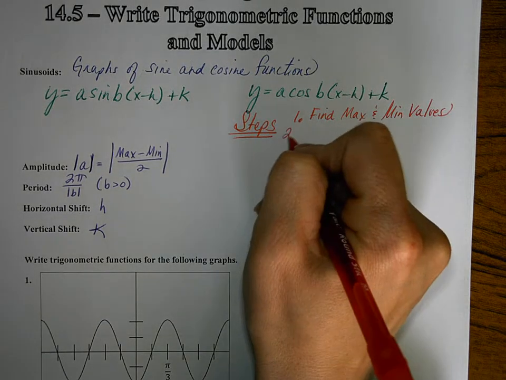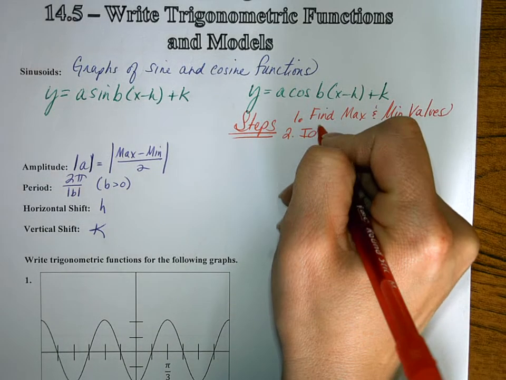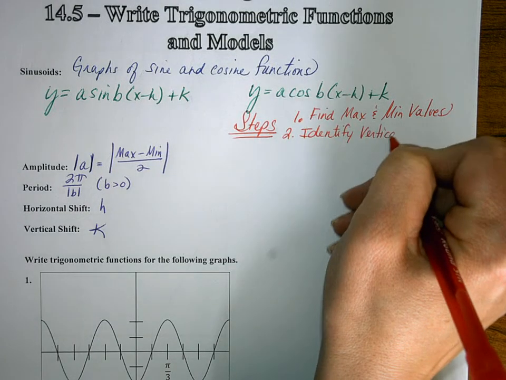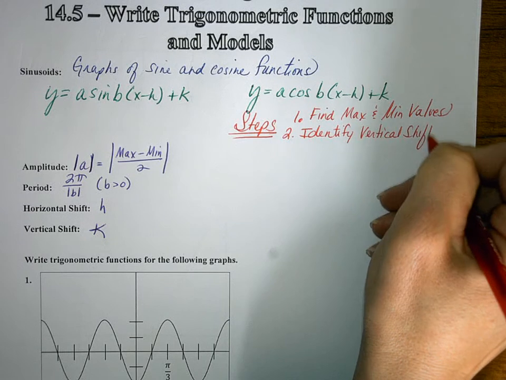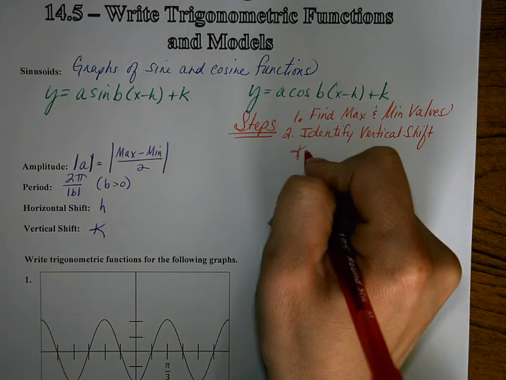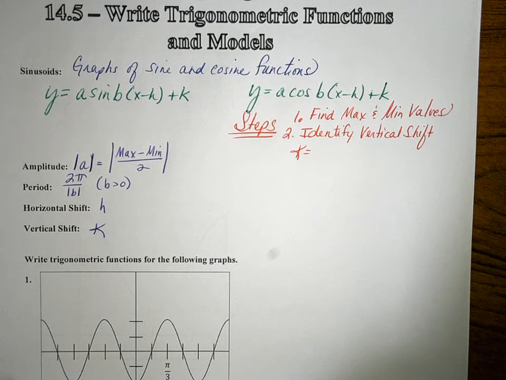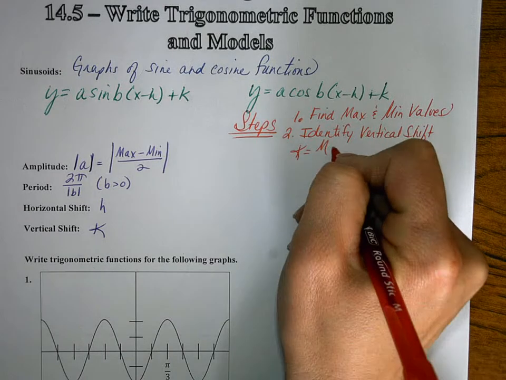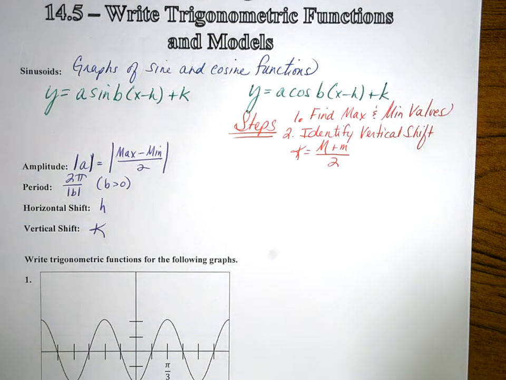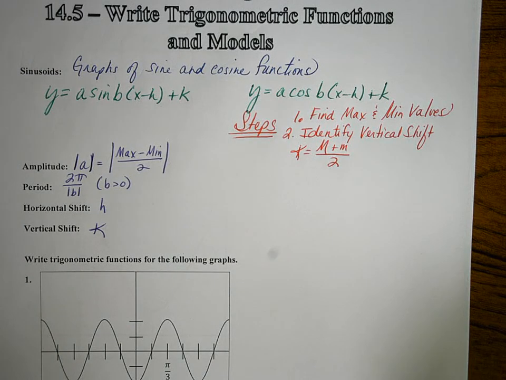Okay, second thing we need to do is we're going to find the k value. We're going to identify if there is a vertical shift. We're going to look to see, was this graph shifted up or down? Okay, and my k value, the vertical shift, is always the max plus the min divided by 2. Capital M in math is always the maximum value. The little m is representing the minimum value. So it's the maximum value plus the minimum value divided by 2.